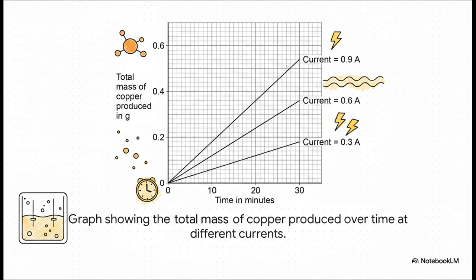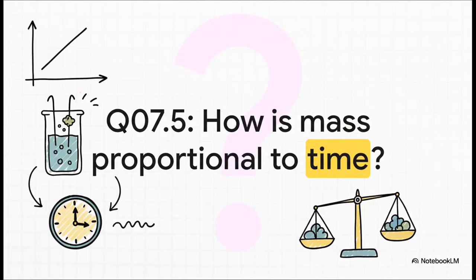So on the y-axis, you've got the total mass of copper produced. Along the x-axis is time. And those 3 lines, each one represents the experiment run at a different current. So the question is about direct proportionality with time. What does that actually look like on a graph? What's the one key feature you need to spot to prove something is directly proportional?